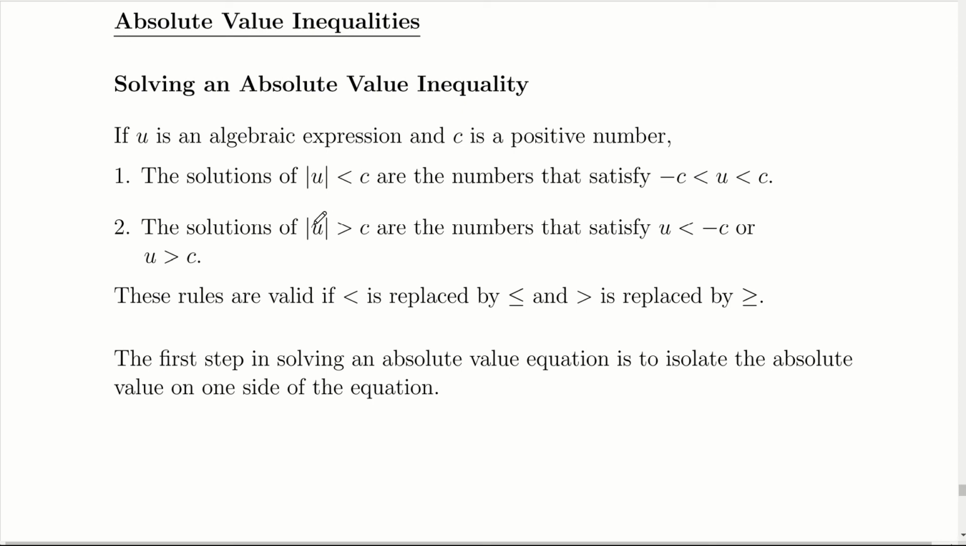Alternatively, if it's of the form the absolute value of u is greater than c, this would mean that the quantity u has to be more than c units from 0, which means that u has to be either less than -c or greater than +c. And the same would hold true if we allow for these to be either less than or equal to or even greater than or equal to.